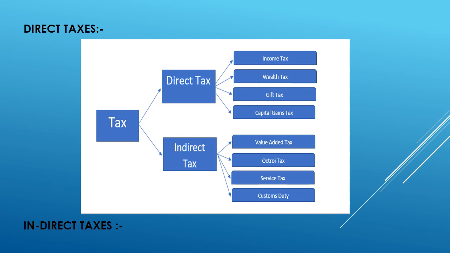Now let us know the fourth one, capital gains tax. A capital gains tax is a tax on the profit realized on the sale of a non-inventory asset. The most common capital gains are realized from the sale of stock, bonds, precious metals, real estate, and property, etc.